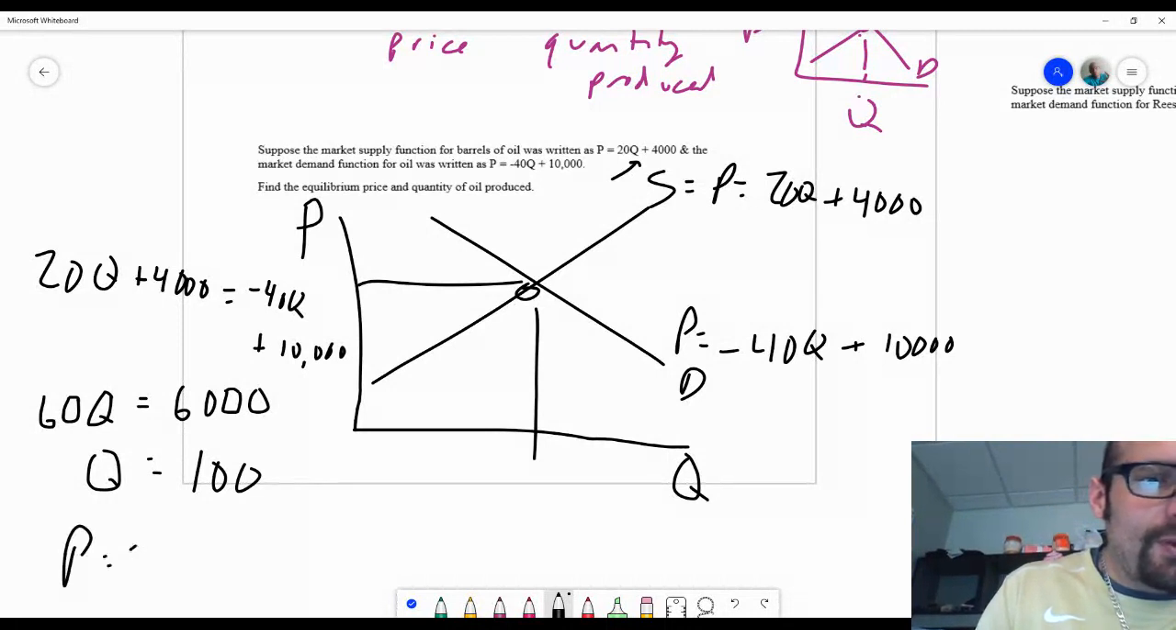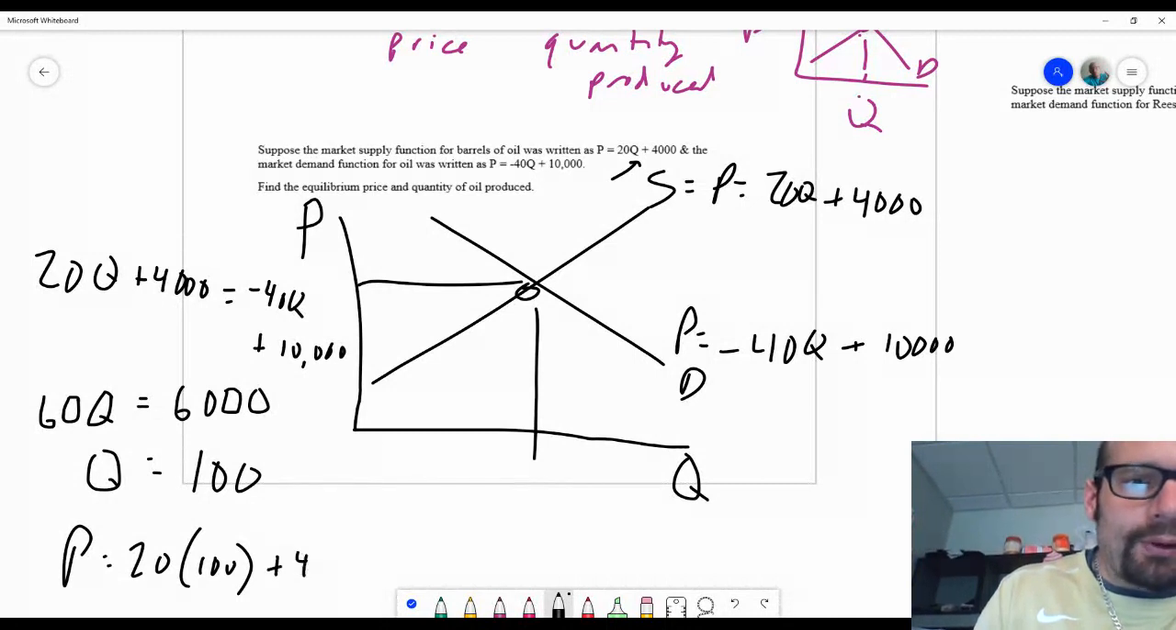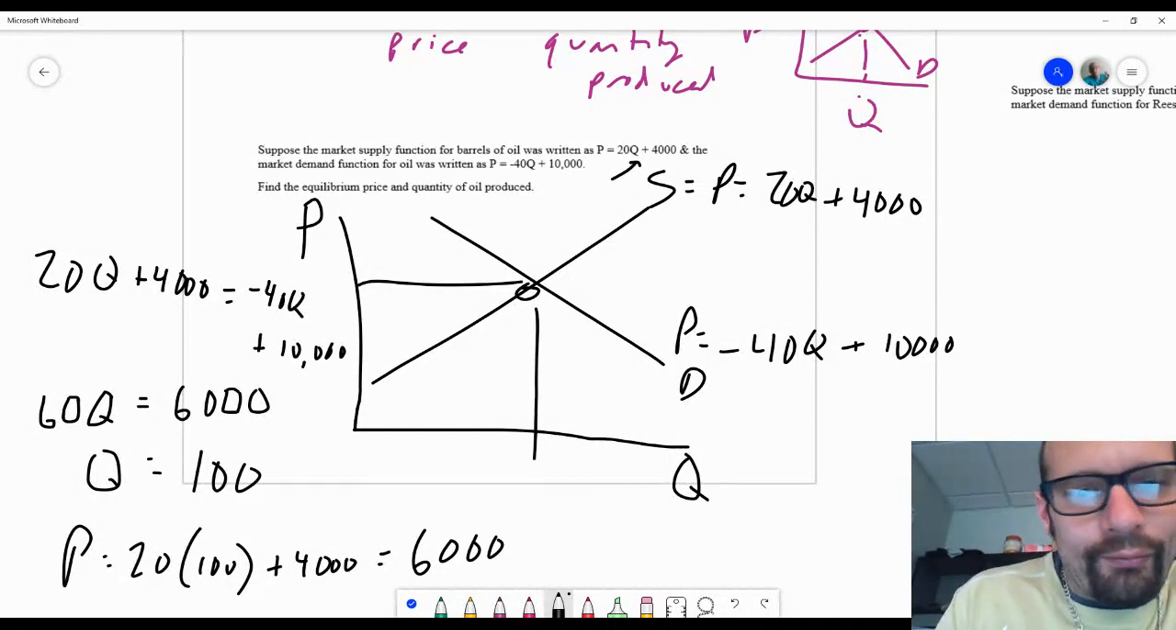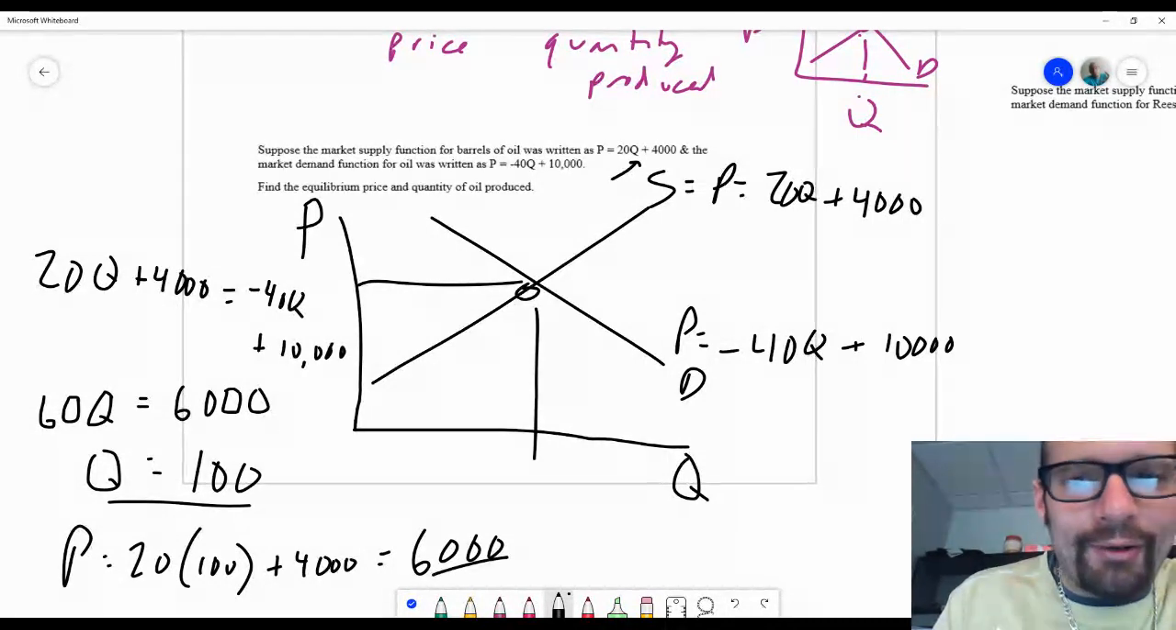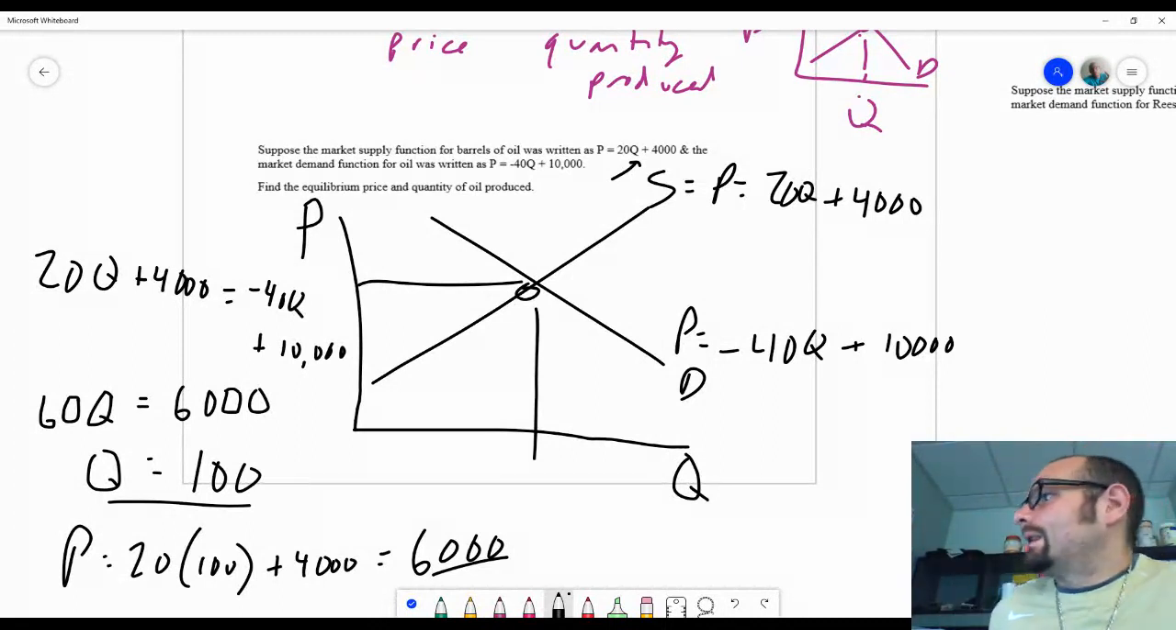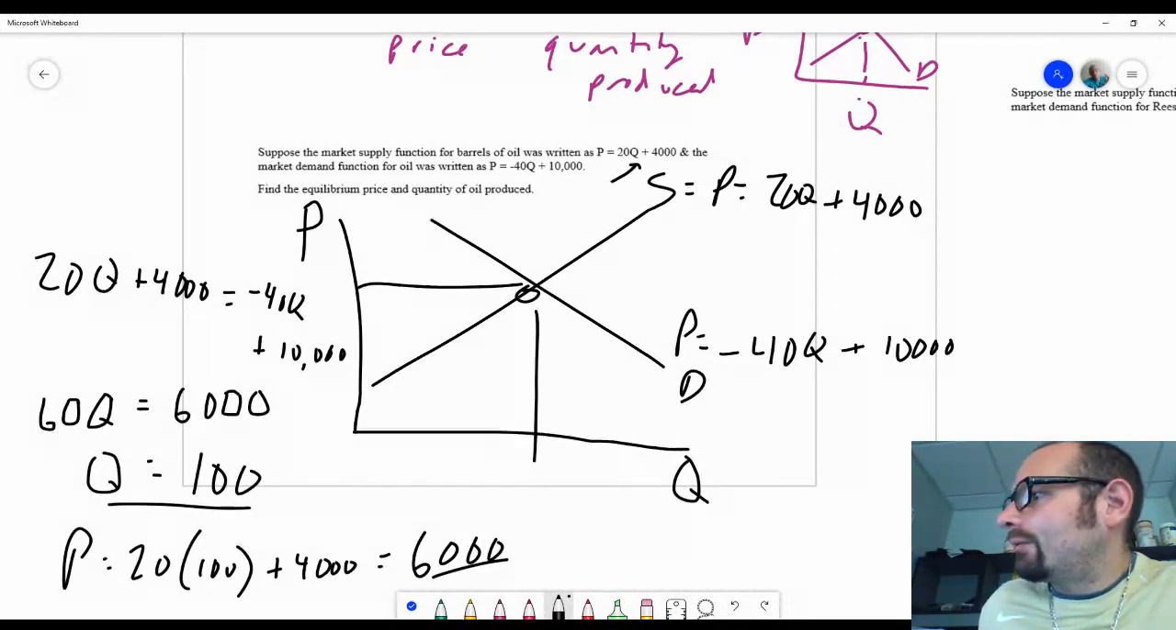So the price would be 20 times 100 plus 4,000, which is 2,000 plus 4,000, which is 6,000. So your equilibrium quantity produced would be 100, and the equilibrium price would be $6,000 a barrel. Again, I know it's kind of unrealistic, but just for the sake of what the equations look like and how you find equilibrium, that's it. Okay, so that's your 5D notes, and let me know if you have any questions.